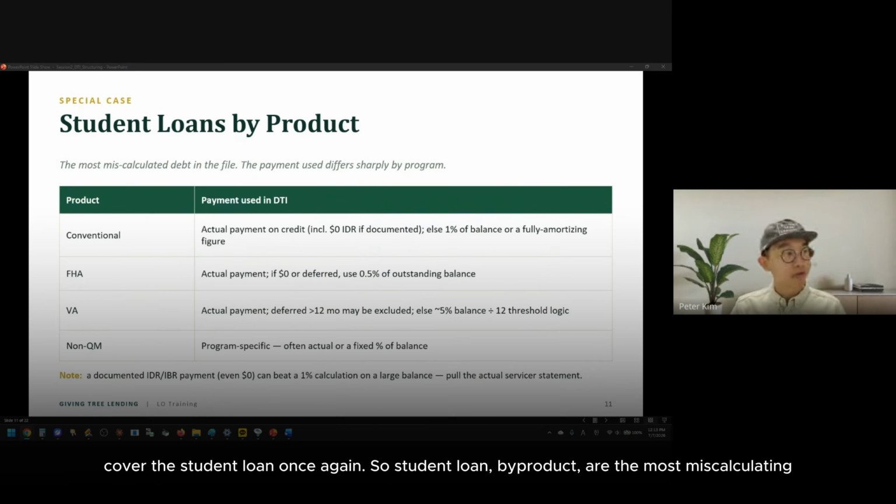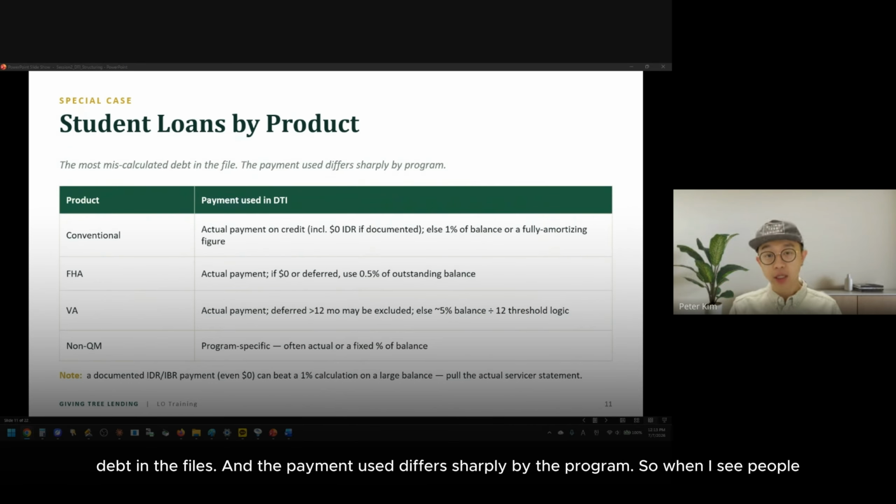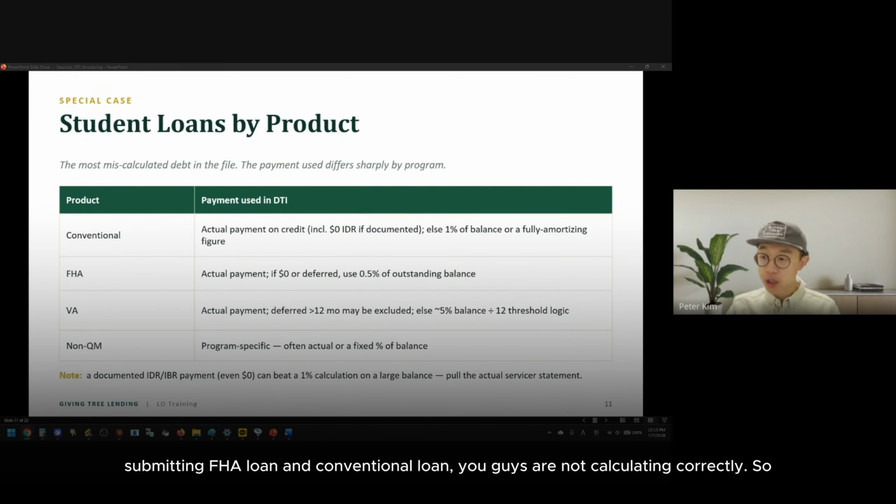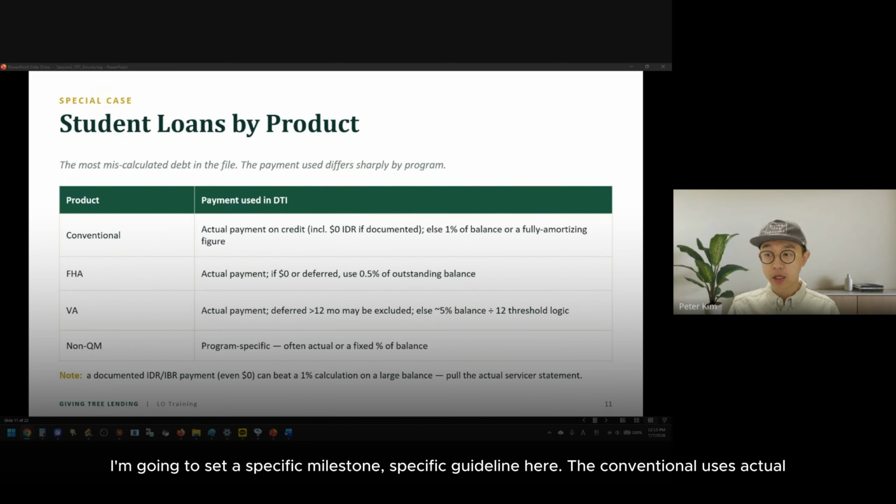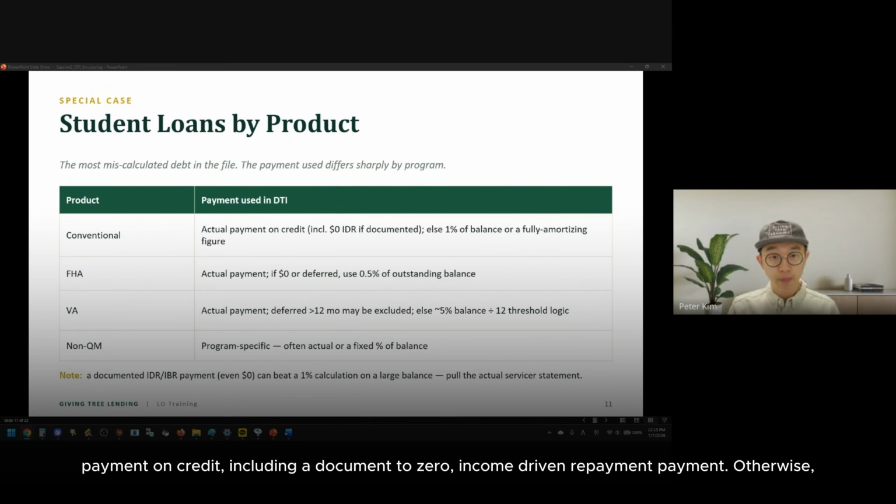I'm going to briefly cover student loans once again. Student loans are the most miscalculated debt in the files, and the payment used differs sharply by program. When I see people submitting FHA and conventional loans, you are not calculating correctly. So I'm going to set a specific guideline here. Conventional uses the actual payment on the credit report, including a documented zero income-driven repayment payment.